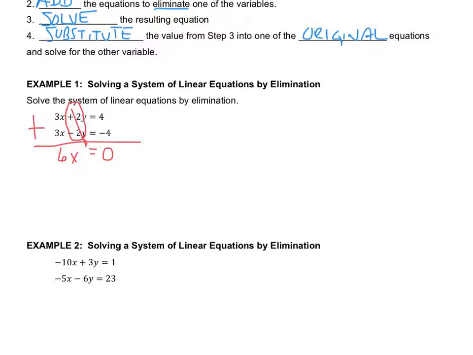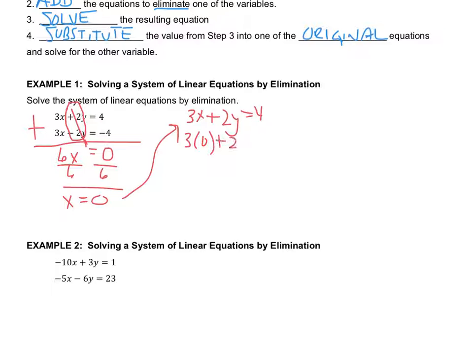Now I want to solve the resulting equation, so I've got to get x by itself, so I'm going to divide by 6. x equals 0. And remember, I need the x and the y, so I'm going to take this and plug it into one of the equations. I'm going to pick the first one, 3x plus 2y equals 4. When the x is a 0, it goes there.